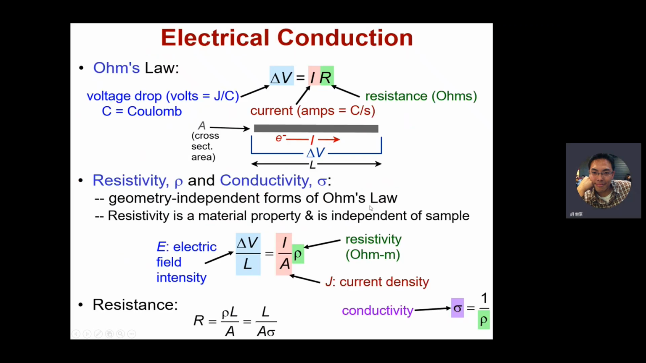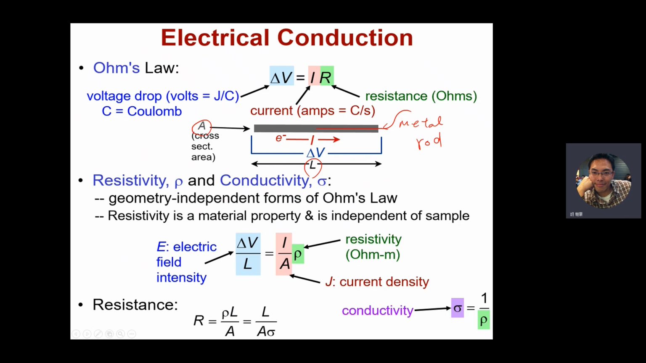Okay, you must have learned Ohm's law from an electronics course, right? And what is Ohm's law? That is the voltage drop is proportional to the product of current and resistance. So for example, we have a sample, a metal rod with length L and cross section A. When we apply a voltage drop between two ends of this metal rod, the current will flow through this metal rod, right?